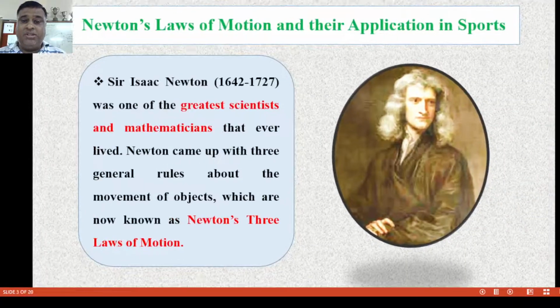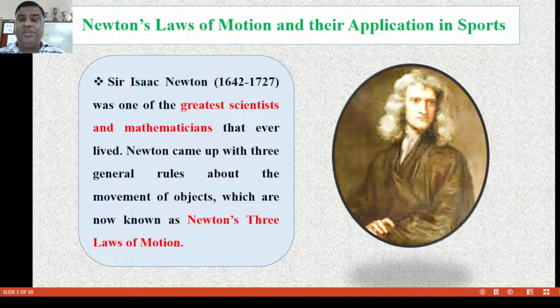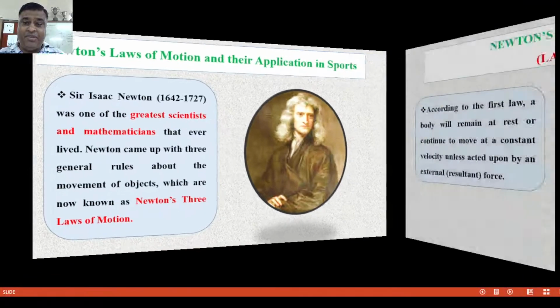Now, Newton's laws of motion and their application in sports. Sir Isaac Newton was born in 1642 and died in 1727. He was a great scientist and a great mathematician. He developed three laws of motion, related to the general rules about the movement of any type of objects. We will discuss all three of Newton's laws of motion one by one.